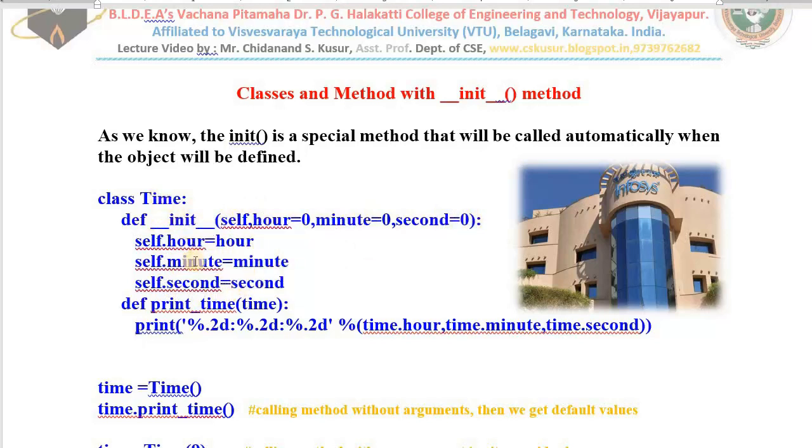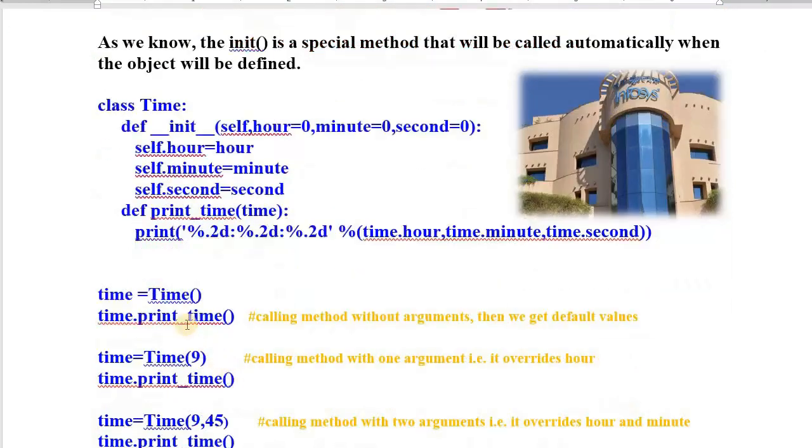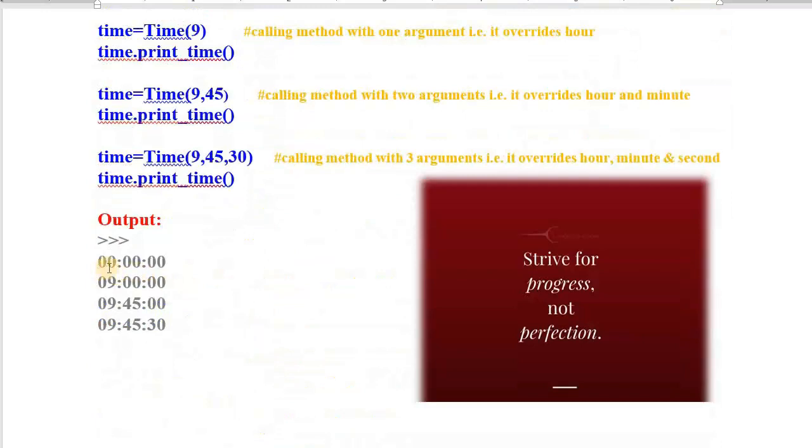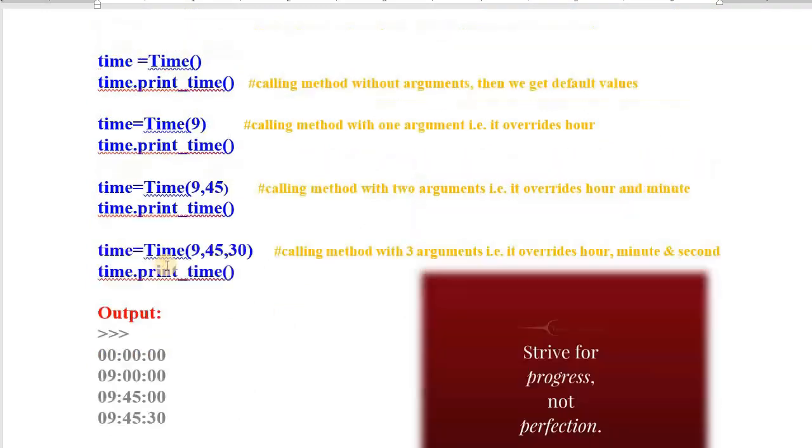That means whenever you define an object, by default 0 will be stored. That's all. If you pass values, overwriting takes place, otherwise not. Now see here, time is the object of the type Time class. I am calling print time. I am not passing any inputs here. Not passing any inputs means zeros will be assigned. Calling the method without arguments, we get default values. That means hour as 0, minute as 0, second as 0.